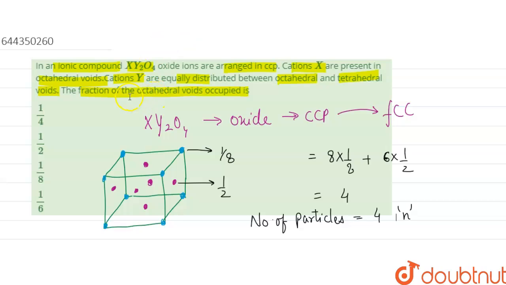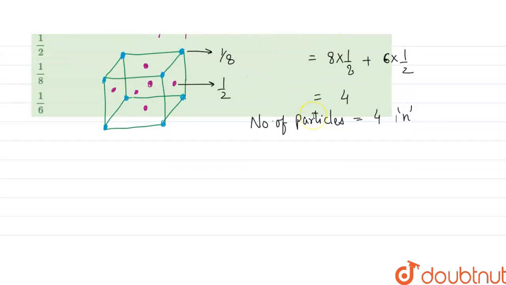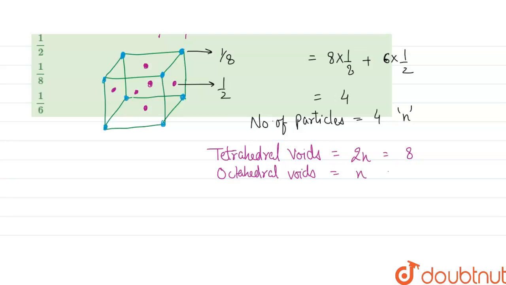Now in this question, the cations are distributed between octahedral and tetrahedral voids. Now we discuss the tetrahedral and the octahedral voids. What are voids? Voids are the empty spaces in the cube. If the number of particles is n, or you can say the value of n is 4, then the tetrahedral voids will be twice of n, or you can say this is 8. Similarly, the octahedral voids will be n. So there are 4 octahedral voids.